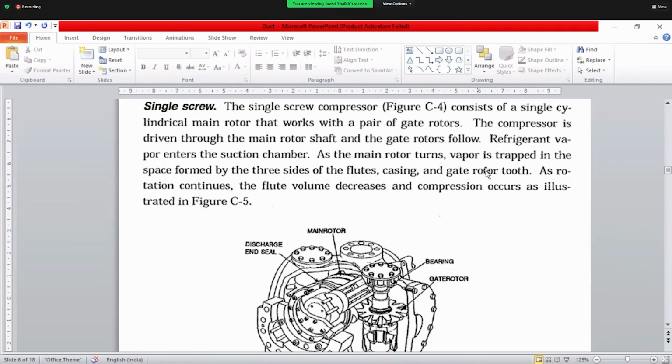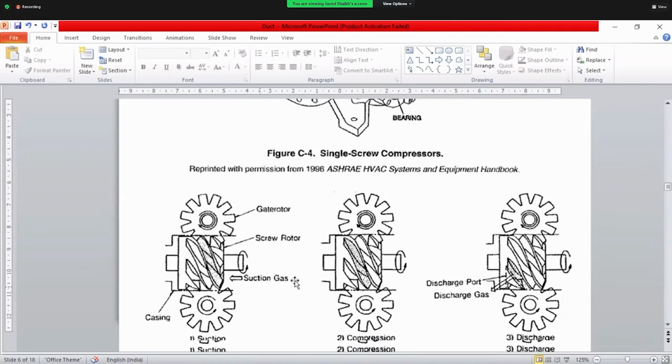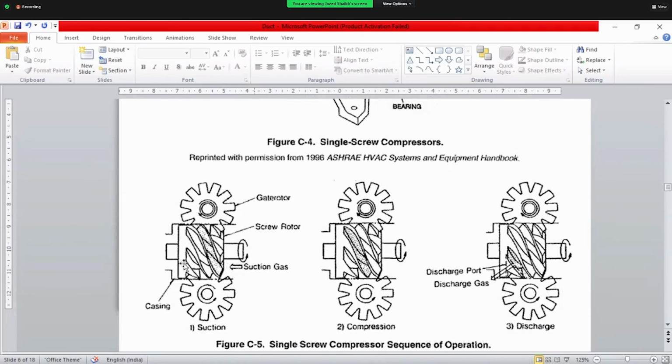As the main rotor turns, vapor is trapped in the space formed by the three sides of the fluted casing and gate rotor tooth. As rotation continues, the fluid volume decreases and compression occurs. As the three of them are in working condition, it compresses. You can see here, this is a section, you can understand it easily. Here is the central rotor, here is one rotor, here is one rotor.